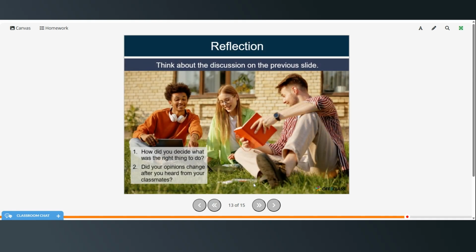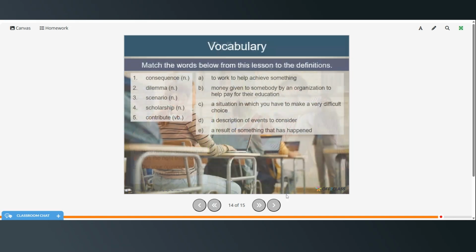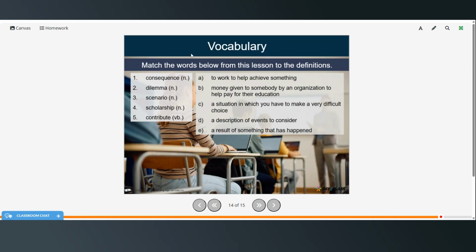So again, think about your own response. How did you decide what was the right thing to do? And did your opinion change after hearing a sample response? All right, now we're going to match the words from this lesson to the definition. So go ahead and pause the video, try that on your own, and then restart when you're ready to check your answers.